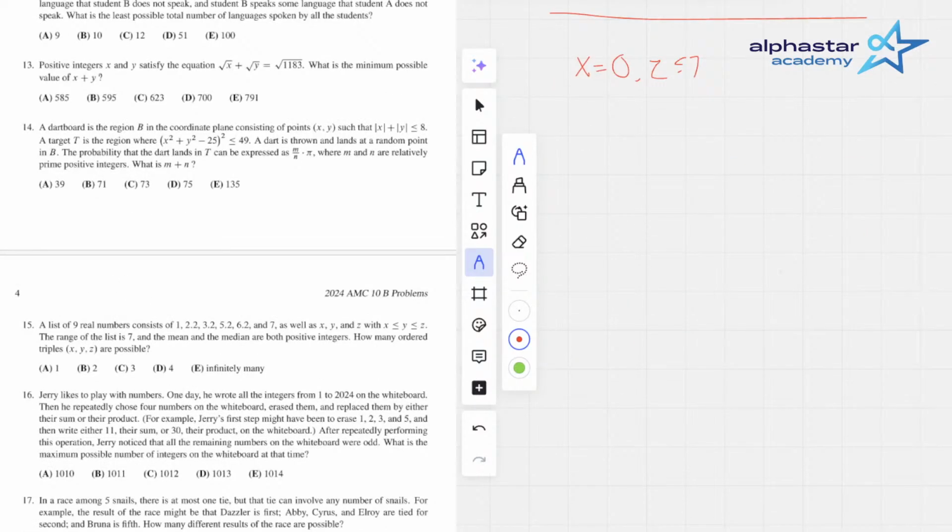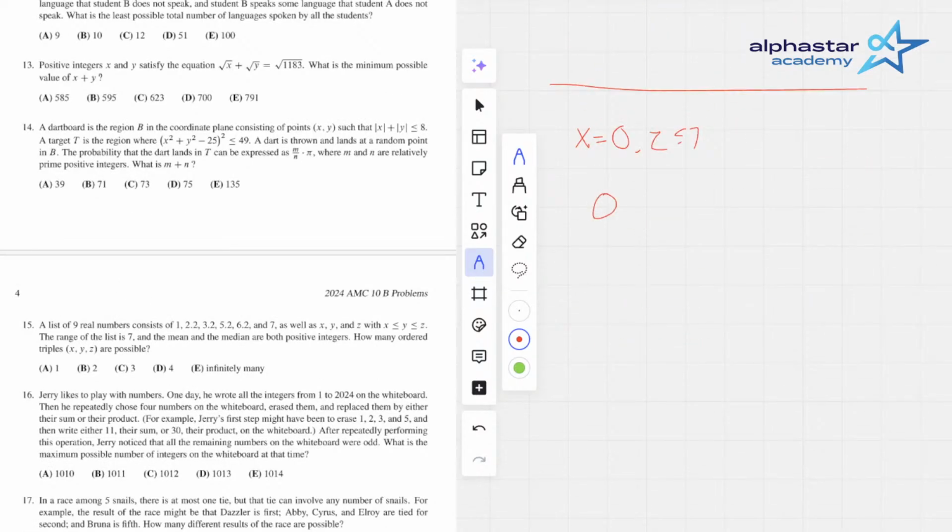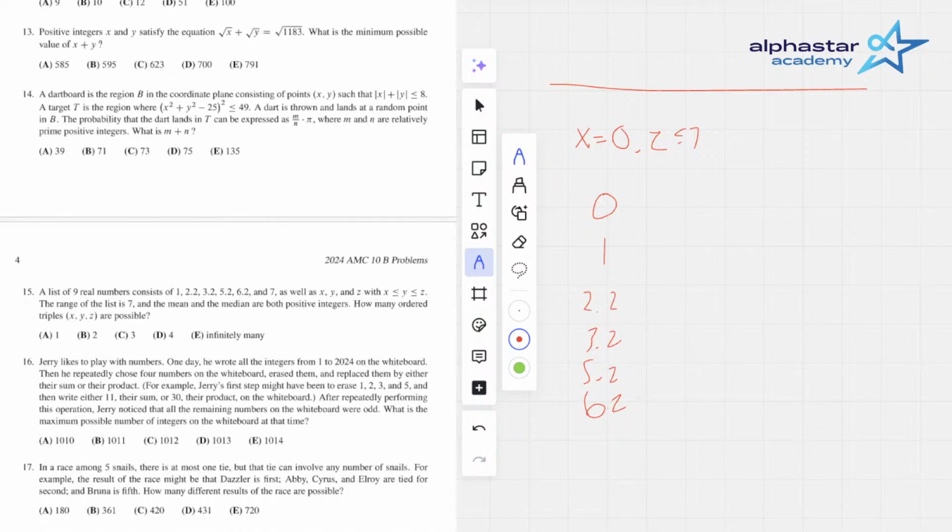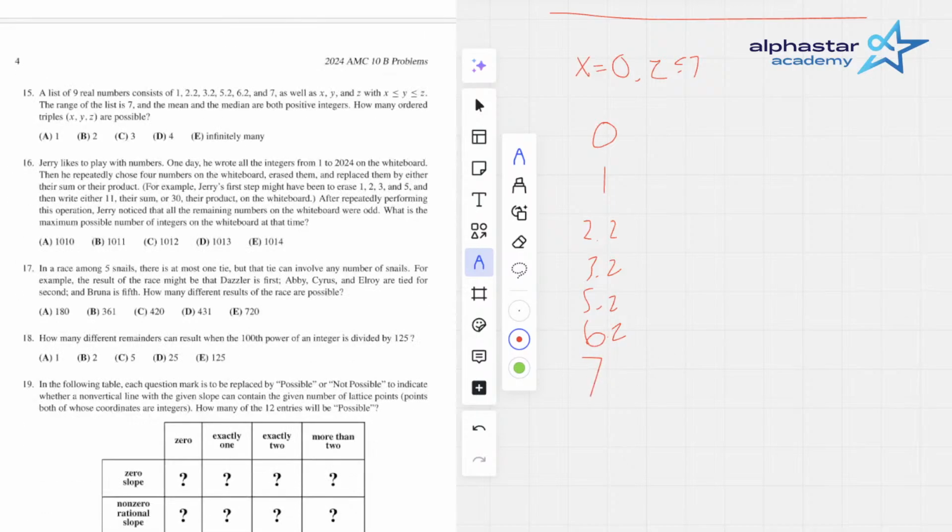How about x is 0? So it's 0, 1, 2.2, 3.2, 5.2, 6.2, then 7. And then z is somewhere here.